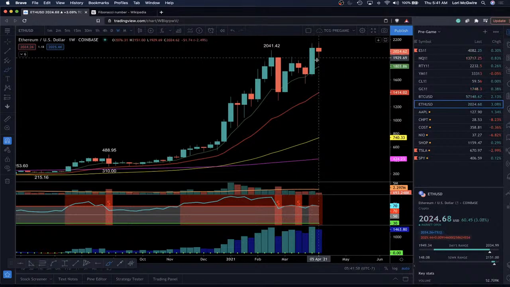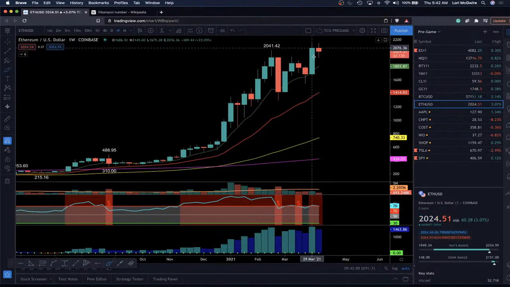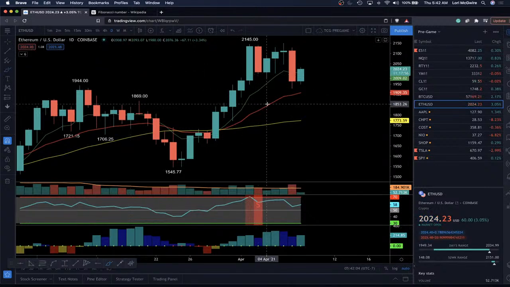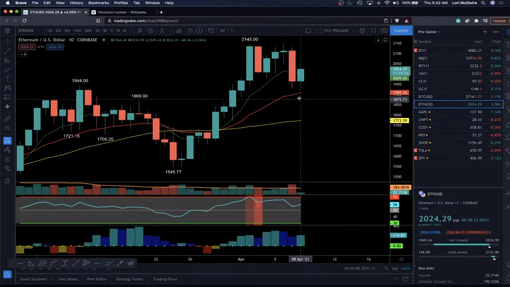All right, looking at Ethereum. Ethereum, we broke that weekly inside bar by $6. That does not make a weekly inside bar bull break. We lost the uptrend. We have a daily inside bar.